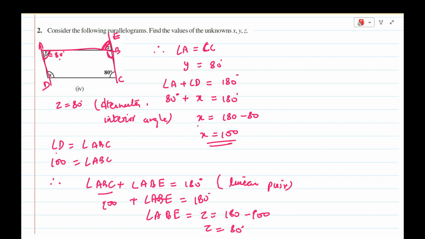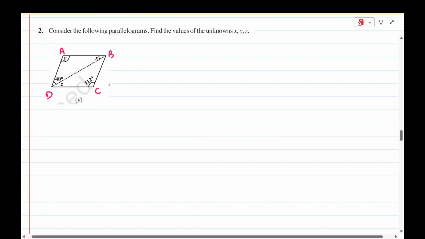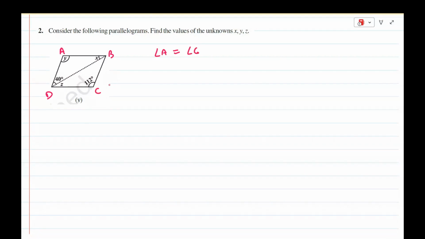Let's move to the last question of this question 2. This is the last sub part of the second question. First, Y is very easy to calculate. If you want to name it, you can name it. I know angle A is equal to angle C. Angle A is nothing but Y and angle C's value is 112. And that is why Y is 112. Now, I also know the sum of adjacent angles is 180 degrees. So here adjacent angles are angle D plus angle C, which is 180 degrees. They are adjacent angles.